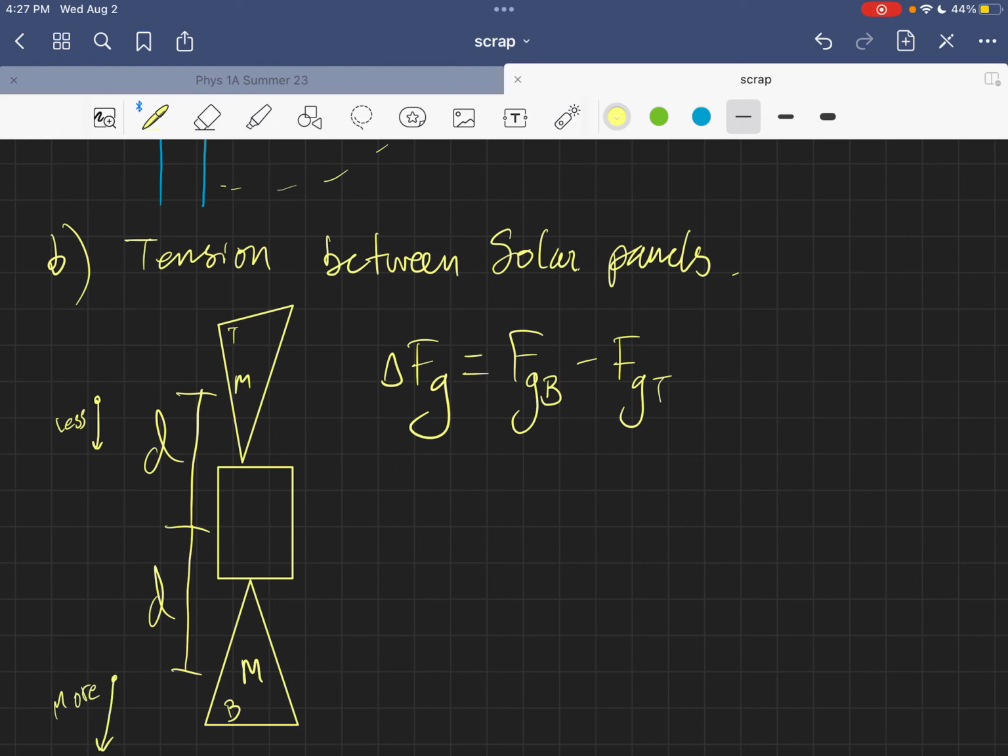The reason is because the bottom solar panel is closer to the black hole, so it has more gravity acting on it. Okay? So to do that, you just do G m times the mass of the solar panel, where big M is the mass of the black hole, divided by the bottom is going to be R minus D squared, where R is the radius of the orbit, and then the top would be R plus D squared.